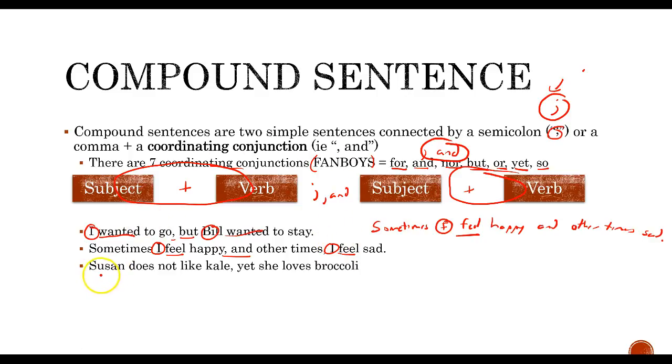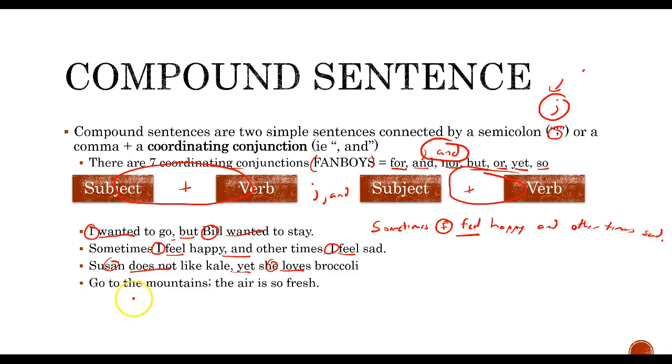Here's another one. Susan does not like kale, comma, yet she loves broccoli. So here we have Susan does not like kale, and then we have a comma and conjunction, yet, comma, yet she loves broccoli.